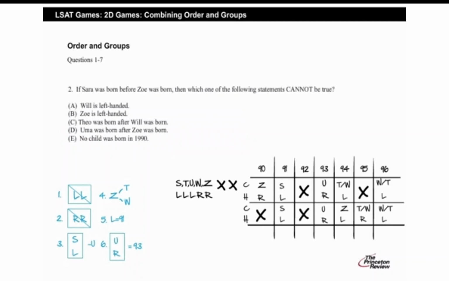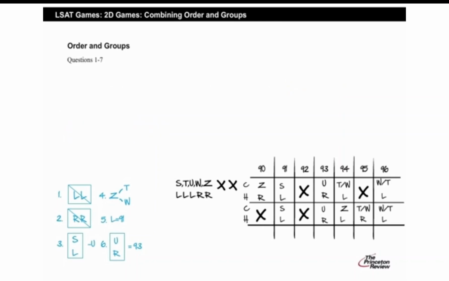The second question asks, if Sarah was born before Zoe was born, then which of the following statements cannot be true? This is a specific must-be false question, so you should eliminate answers that could be true. The question stem puts S before Z, so you have to refer to scenario 2 only. Choice A, Will is left-handed, could be true, so eliminate it. Choice B, Zoe is left-handed, must be true in scenario 2, so cross it off. Answer choice C, Theo was born after Will was born, could be true, so it's gone too. But answer choice D, Uma was born after Zoe was born, that must be false. Uma was born in 93 and Zoe in 94 in this scenario. Therefore, D is the credited response.